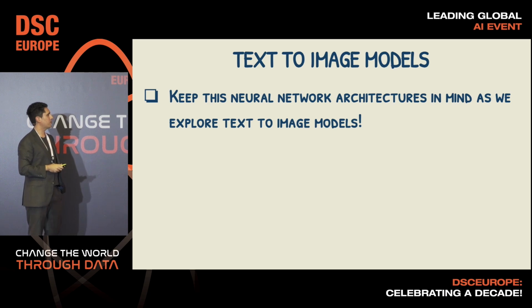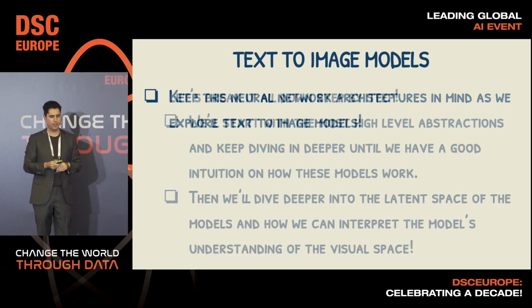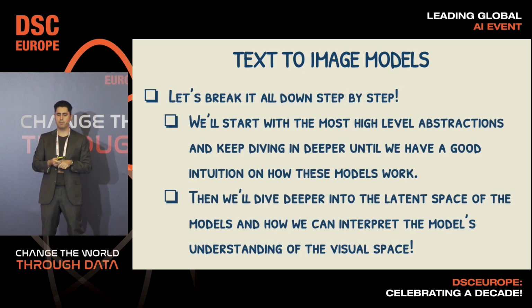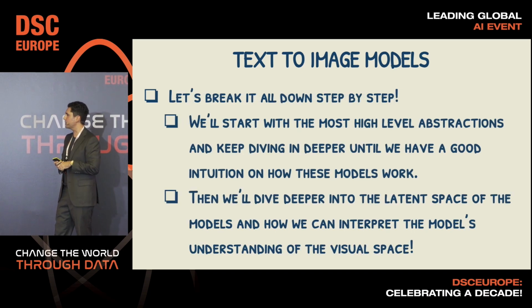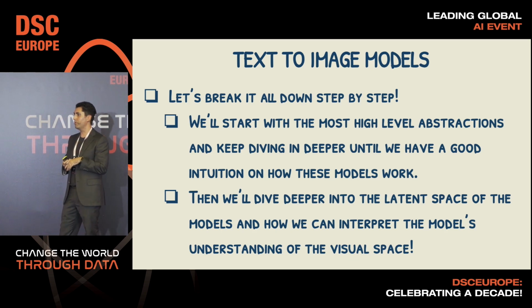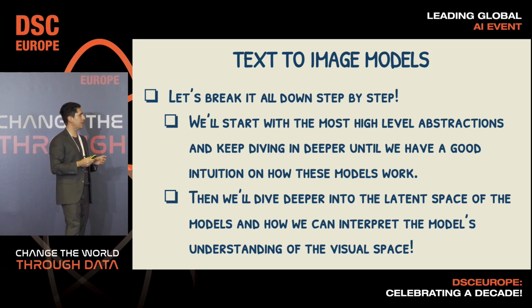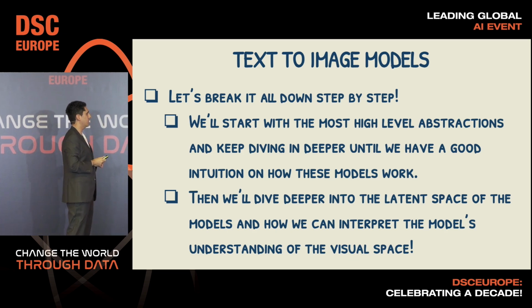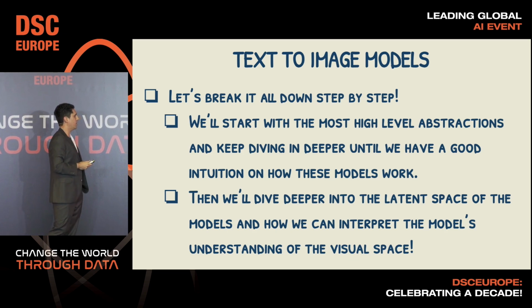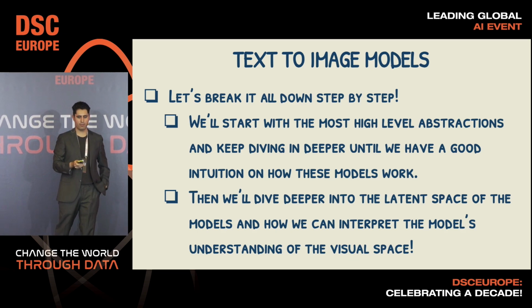So text-to-image models, really what they are is usually an assembly of a bunch of different components. And so we're going to break it all down step by step here. Again, I'm going to start with a really high-level abstraction, and then we're going to keep diving deeper and deeper until we have hopefully a good intuition by the end of this talk on how these models work. And then once we do that, we'll dive deeper into the latent space of these models, and hopefully then we can get an understanding of how we can interpret the model's understanding of visual space. So again, the two types of understandings that we're going for.